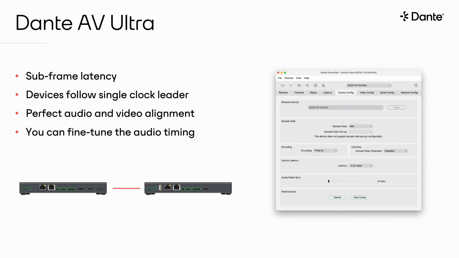Video between Dante AV Ultra devices achieves subframe latency. That means video travels between endpoints on the network incredibly fast, with precise timing. All devices follow a single clock leader, which ensures that audio and video stay perfectly aligned. And if you need to make adjustments for perfect lip sync, you can even fine-tune the timing of the audio coming from your transmitters in the Device Config tab of the device inside Dante Controller.